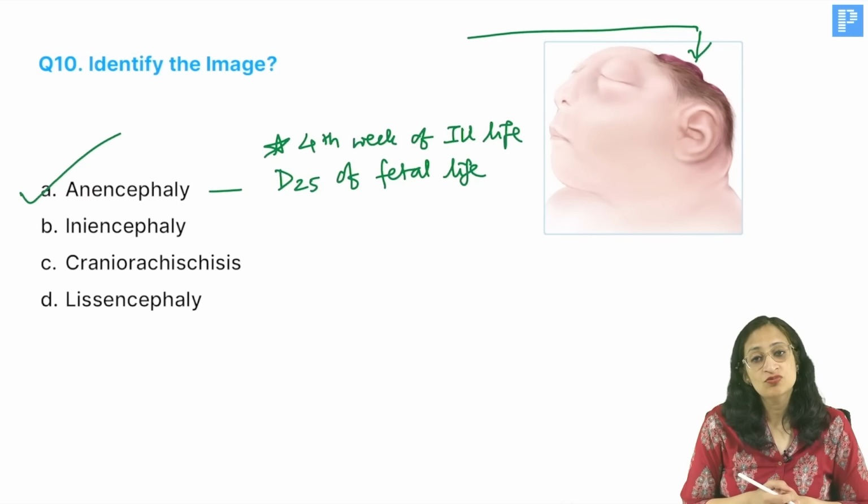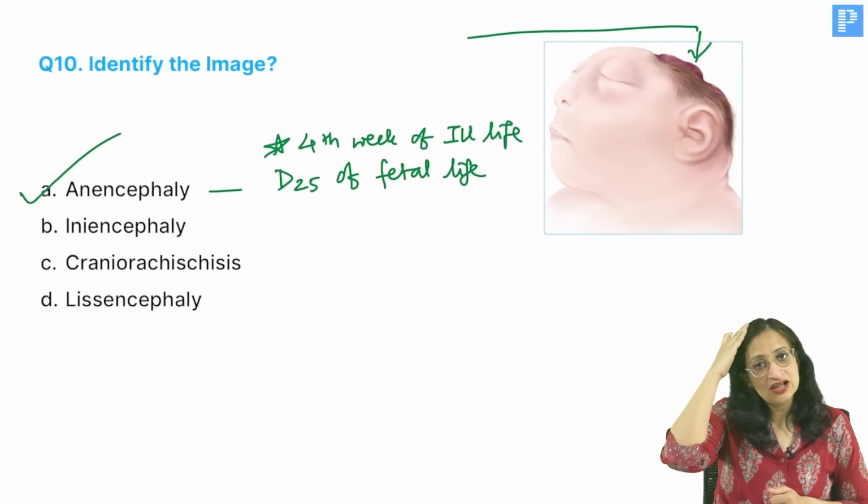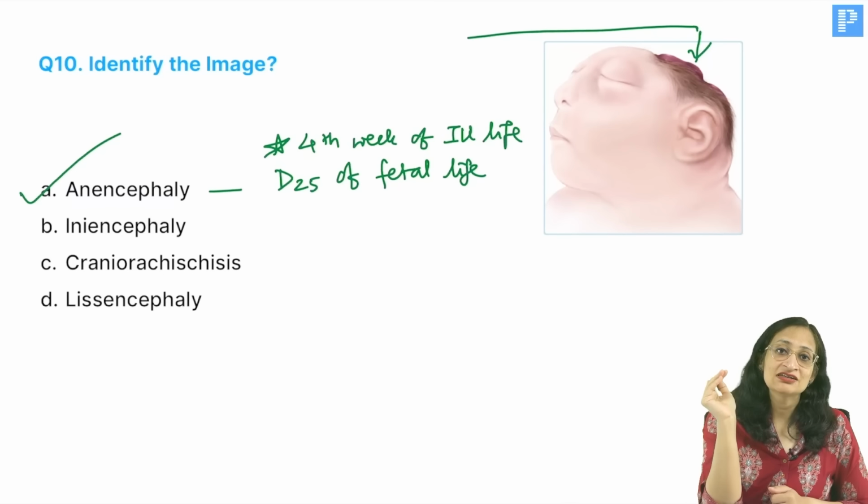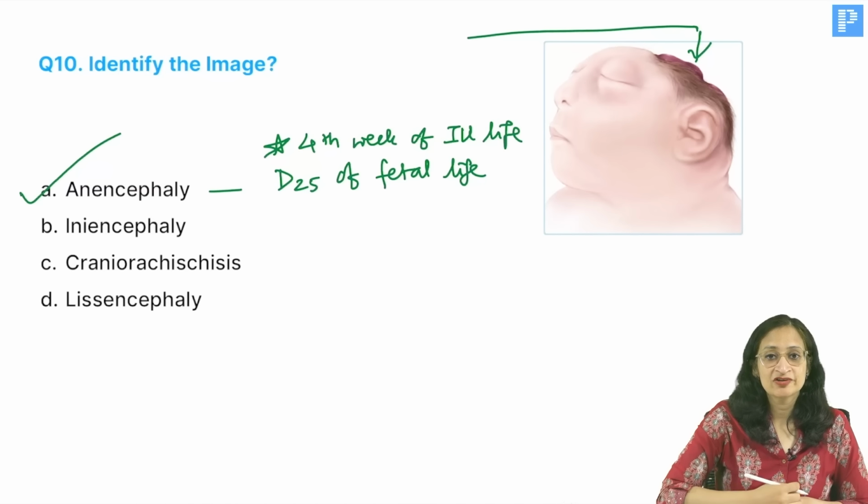It is a severe form of neural tube defect which is incompatible with life. So here the scalp, the cranial bones, everything is absent and the brain is exposed to the outside. It is due to the failure of closure of the anterior or the rostral neuropore, right?